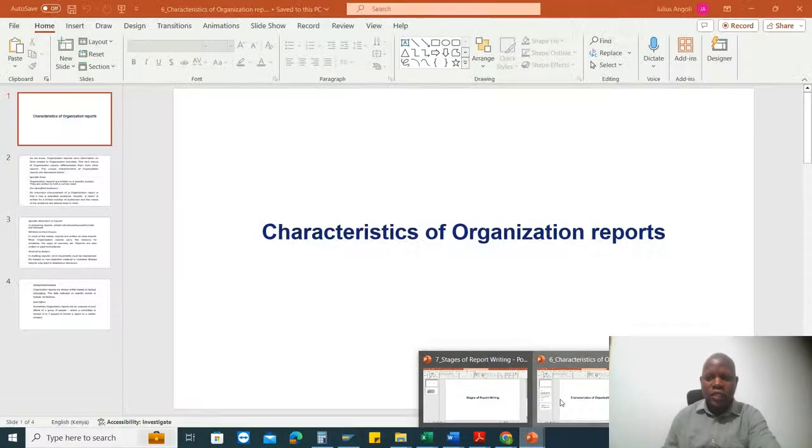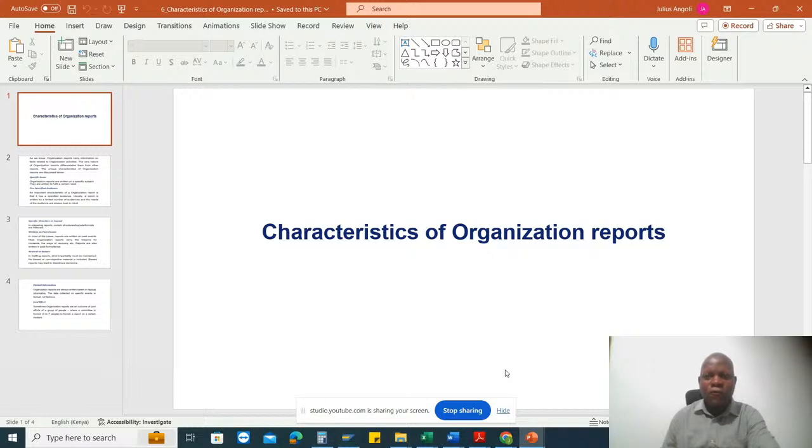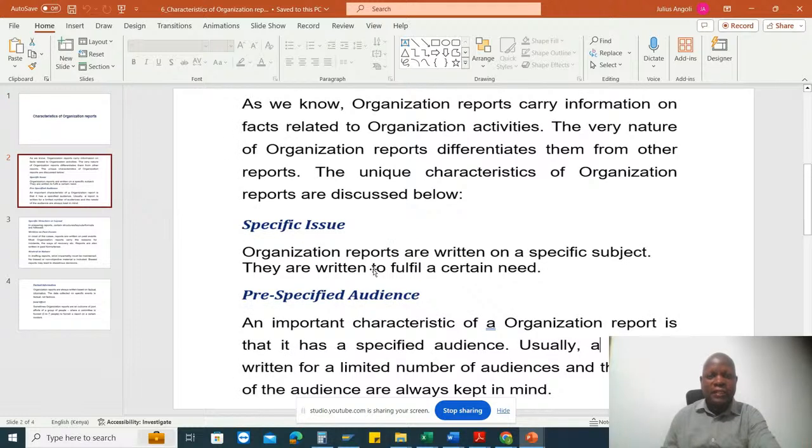Today, we are going to look at the stages of writing a report. But before we look at that, let's just have a reflection of what we did last time so that we are on the same page. So this time, we looked at the characteristics of organization reports. We considered the different characteristics, including that it was specific.